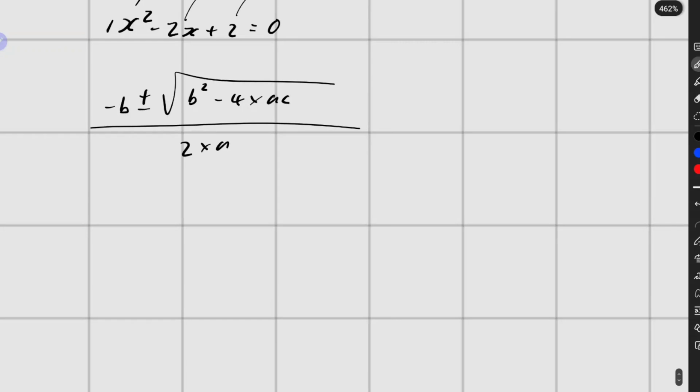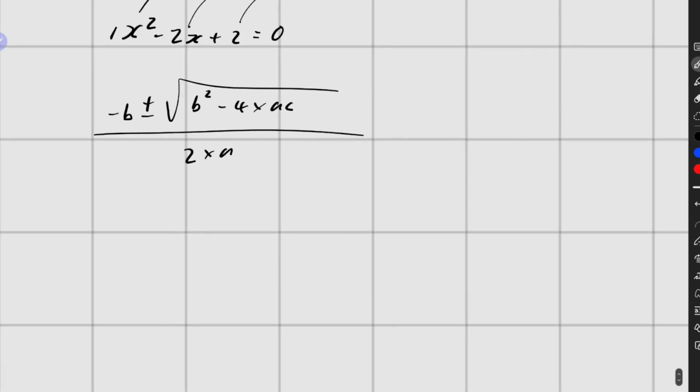Alright, so to solve this, just write it in the quadratic formula. If you don't know it, I encourage you to memorize it. This is very important, and once you memorize it, it's going to make your life a lot easier with these equations. So make sure you memorize that quadratic formula so you can be solving quadratics in the blink of an eye.